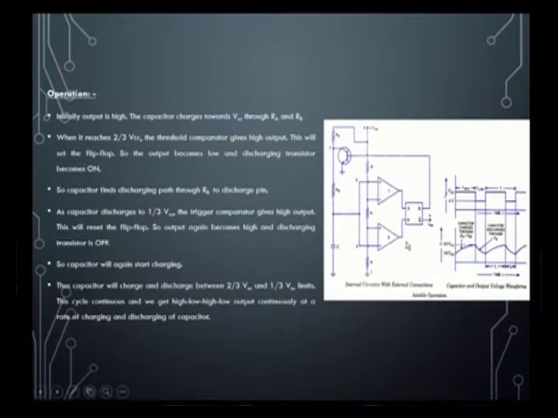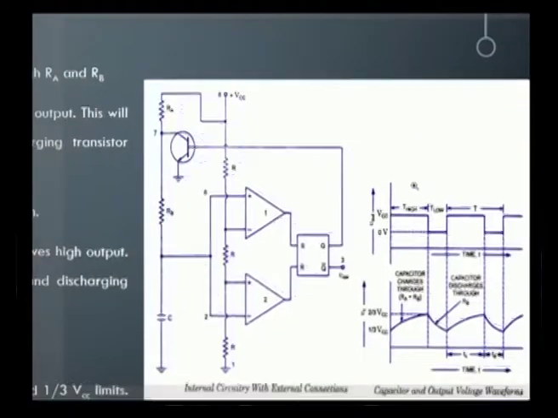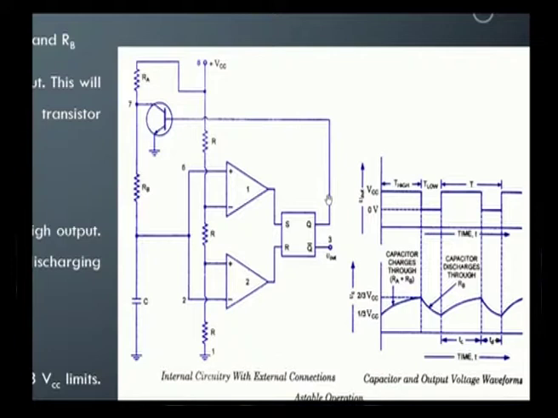Next we move on to the operation. This operation deals with the circuit and its internal components. We already know this is the basic circuit of an astable multivibrator, and it also has a capacitor and external resistors connected to the timer circuit to make it work as an astable multivibrator.